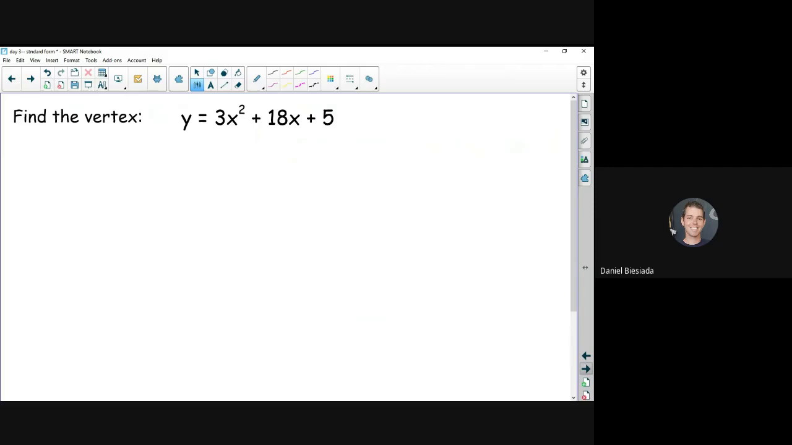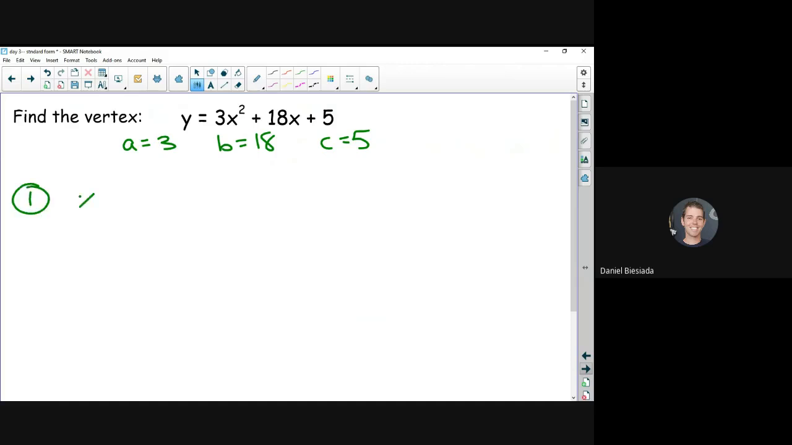Our first one, we've got y equals 3x squared plus 18x plus 5. I always like to start by writing down what the values of a, b, and c are. So those are my coefficients. So a is 3, b is 18, c will be 5. And for those of you thinking if this is the same a value that we had before that tells us that the graph is going to open up, it is. This graph will open up once we get done with it. So we've got 3, 18, and 5 for our values.